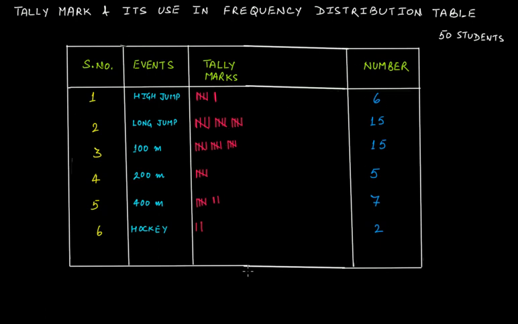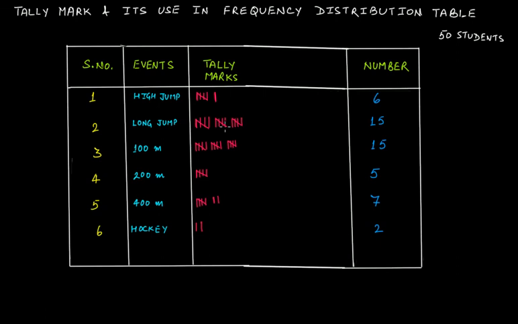This is a frequency distribution table because this column is telling about the frequency, that is, the number of counts or occurrences of what we want, the number of students taking part in each event. So this is what the frequency distribution table is.